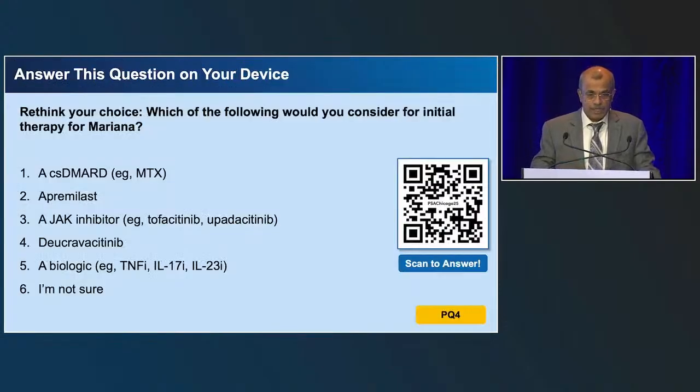So here is a question for you. You have to vote for this now. Scan for the answer. She has not received any drug at all. So would you start methotrexate, a conventional synthetic DMARD, or would you start apremilast, or would you start a JAK inhibitor, or deucravacitinib, or would you go straight to a biologic since she has 3, 4, 5 joints swollen?